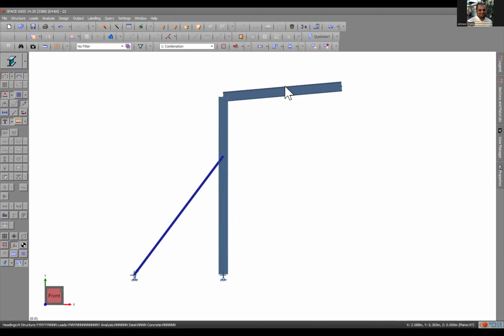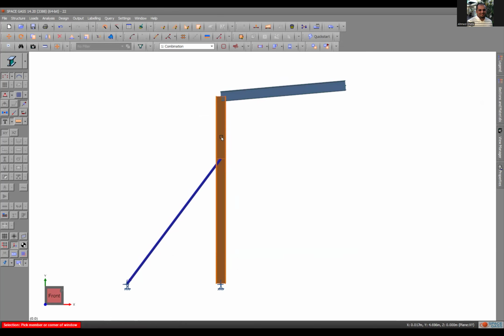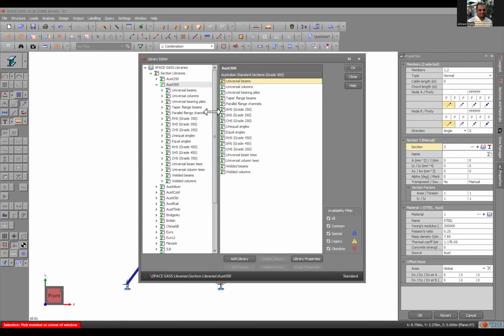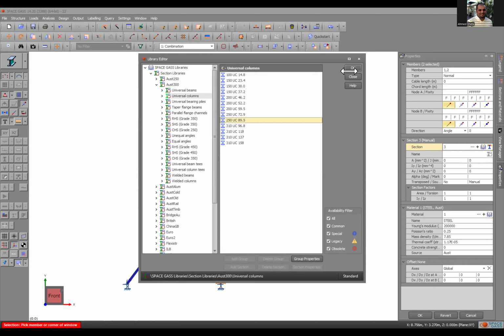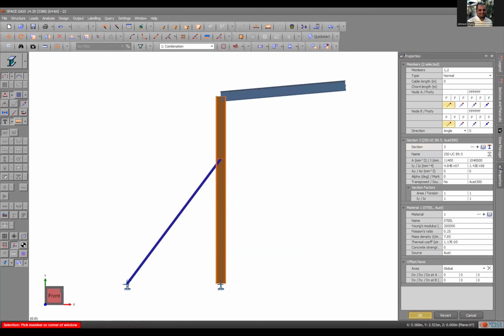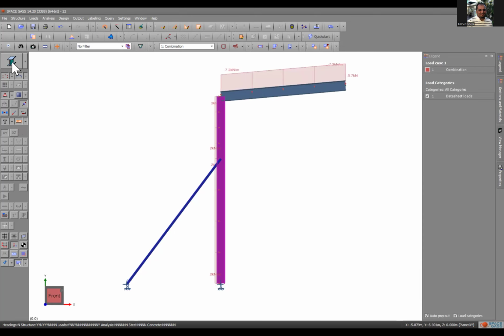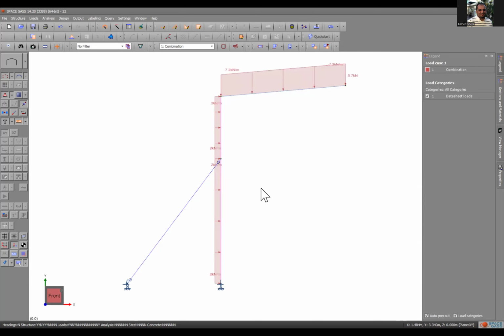If you want to have a different member for the beam and column, you can select the column and make it another number, 3, and choose a different section, for example a universal column, also one section in the middle here, and okay. So you now have a member for the column, a member for the beam, and a member for the tie. And this is the applied load on them.